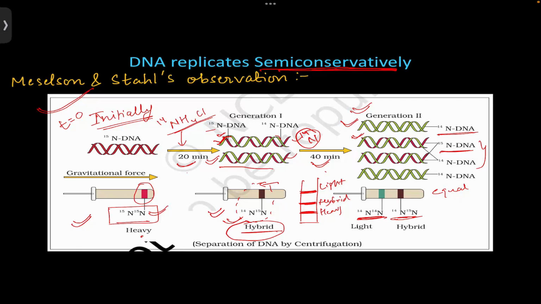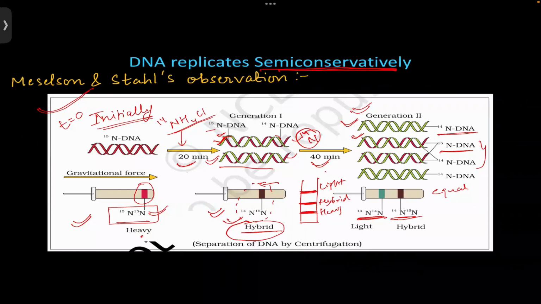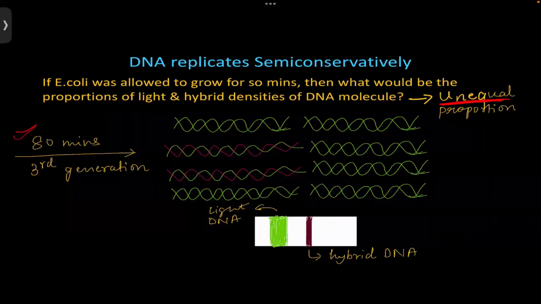So can you now imagine what would happen if they studied the DNA samples after 80 minutes? Will they get an equal proportion of light and hybrid strands? The answer is no, they won't. They will get an unequal proportion. Why? We have to draw it. So this is after 80 minutes, the third generation of the E. coli, and this is the second generation from which we are getting the third generation.